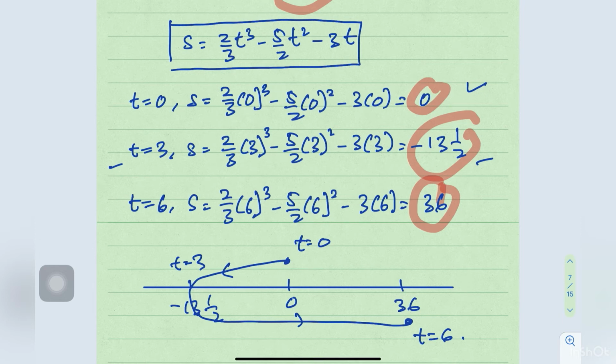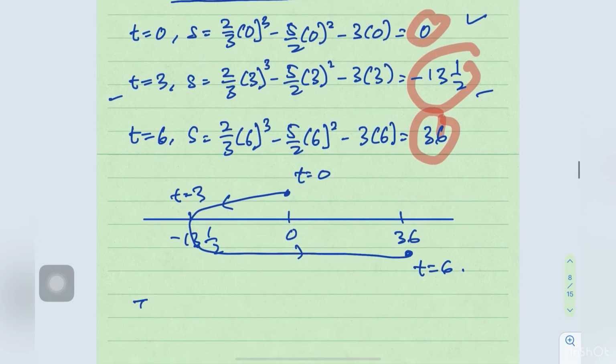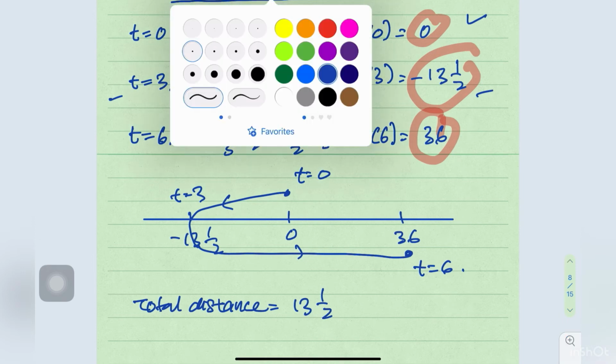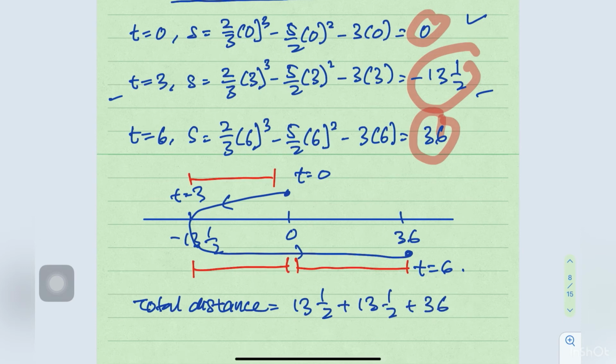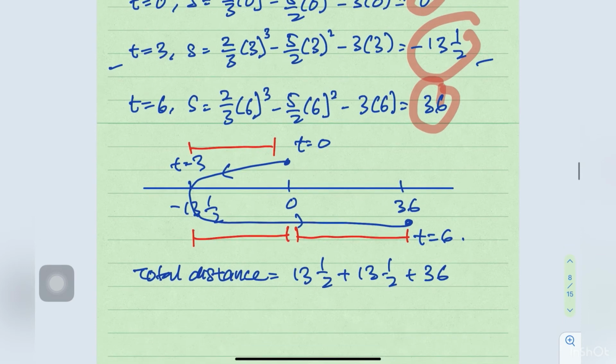So then to find the total distance, from here to here is 13 and 1 over 2. From here to here, 13 and 1 over 2. From here to here, 36. Then we add all: 13 and 1 over 2 plus 13 and 1 over 2 plus 36, which equals 63 meters.